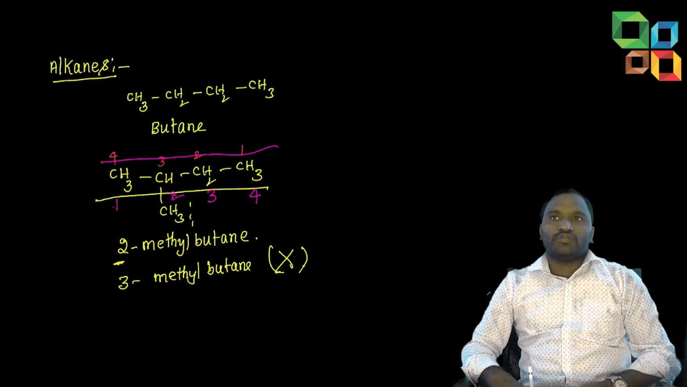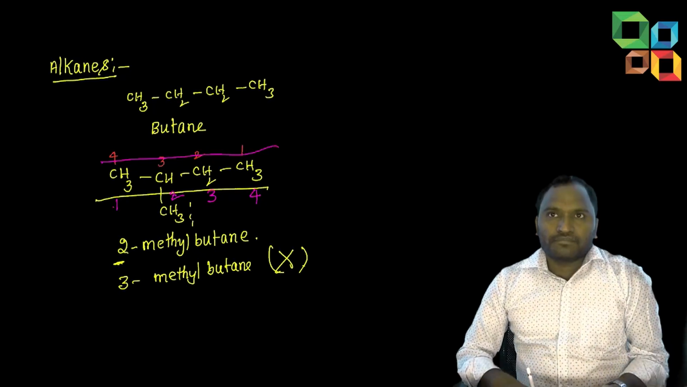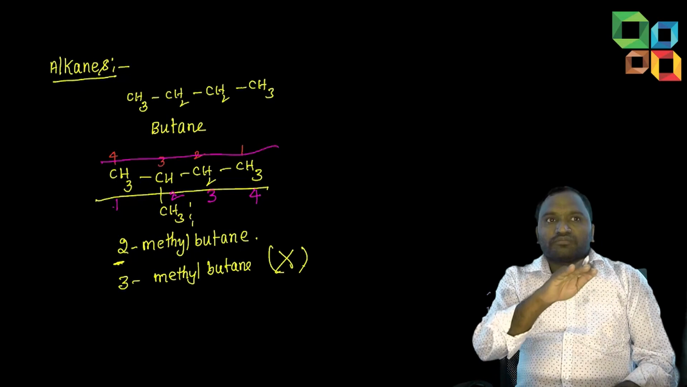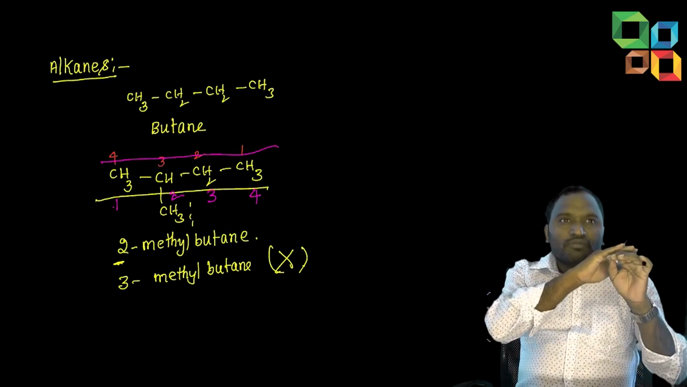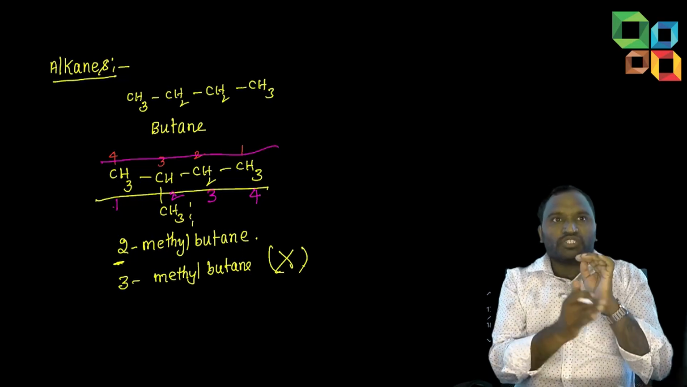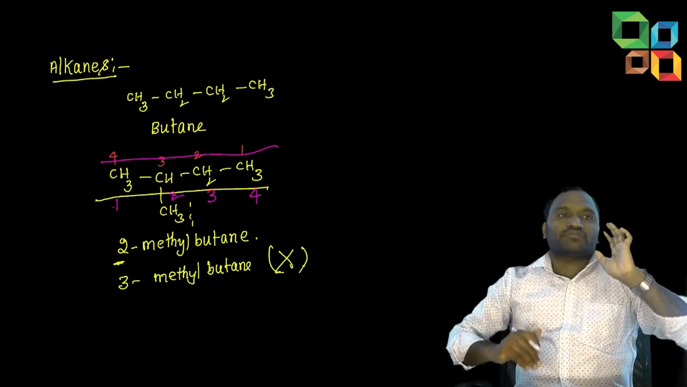Understood, students, this rule? The branches are there, no? Those branches should get lowest number. So first you check from left to right, you give the numbers. Right to left you give. Which direction substituent is getting lowest number, that is the preferred direction.